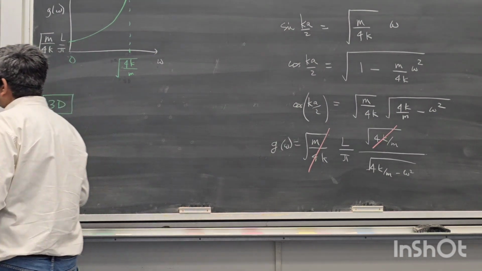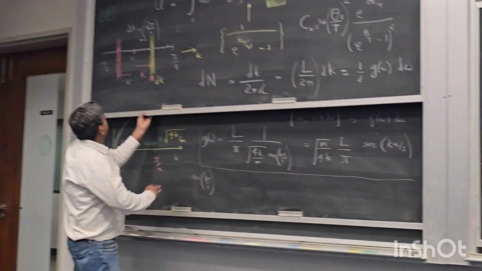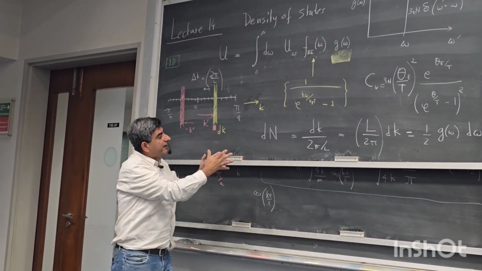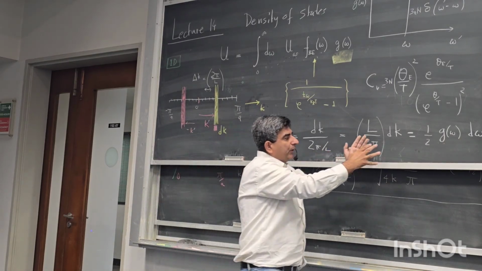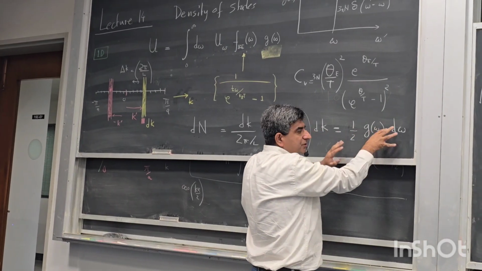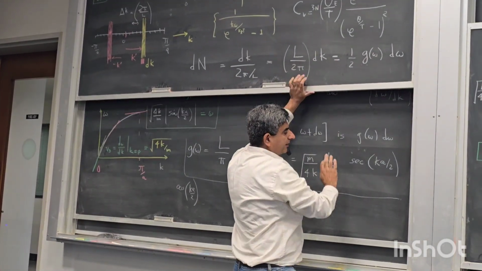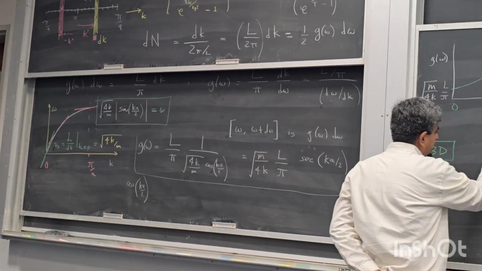So how did we do our calculation? We did our calculation by looking at all the points in the K space and then finding out the number of points in a small section of the K space, and then equating it to the density of states and then using the dispersion relationship to find out what the density of states is. So all things are really simple. In 3D, the same mechanism can be invoked.